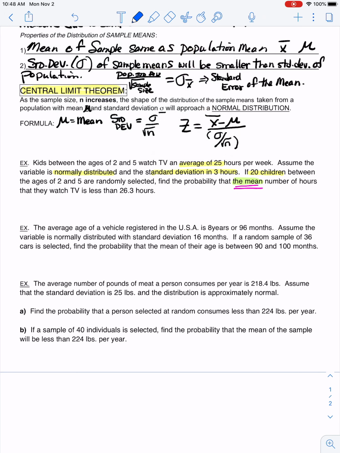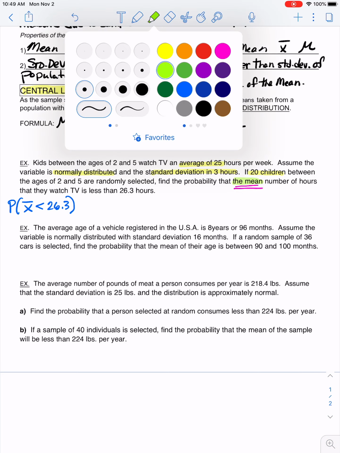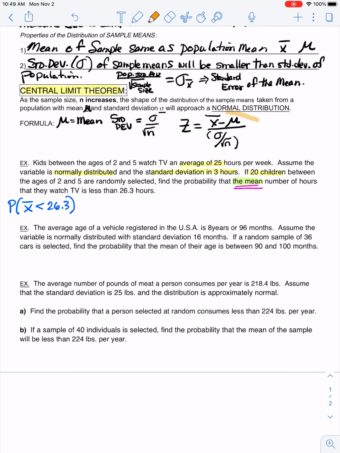Okay, so here's what we have. We want the probability that the mean, so X bar, is less than 26.3 hours. Okay, so then what we do, and I'll do this off to the side, we want to convert that X bar into a Z-score, using our new formula that we've just picked up in the last few minutes, this one right here. And yes, you can put that on your formula sheet.